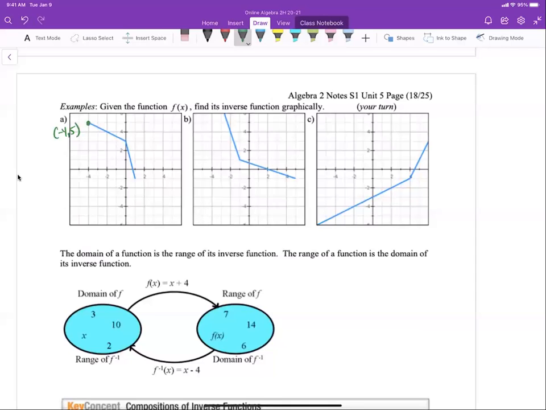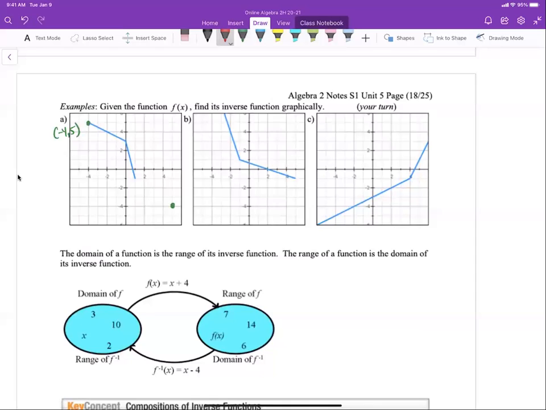Where is that point on its inverse function? Well, that would be at 5, -4. So x value of 5, y value of -4. And so here is where that point would be located on its inverse function.